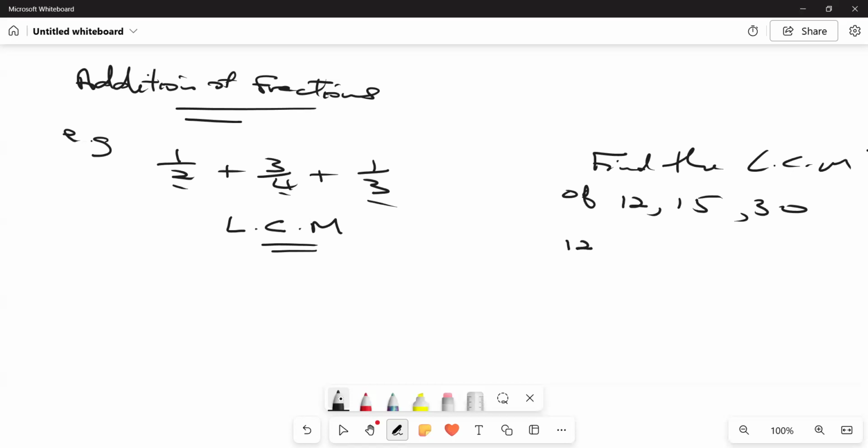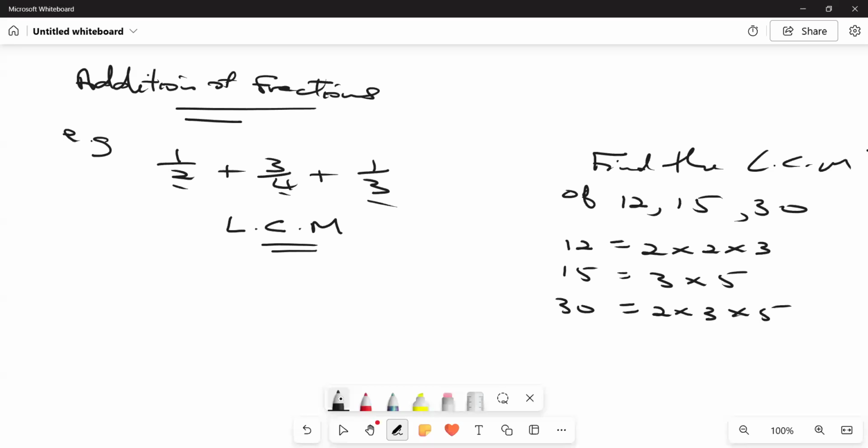So we got 12. We want to write it as a product of its factors, right? So it's going to be 2 multiplied by 2 multiplied by 3, right? That's 12. 15, we got 3 multiplied by 5. And 30, what would that be? 2 by 3 by 5 will give you 30. Good. And you look for the highest power of each of these factors.